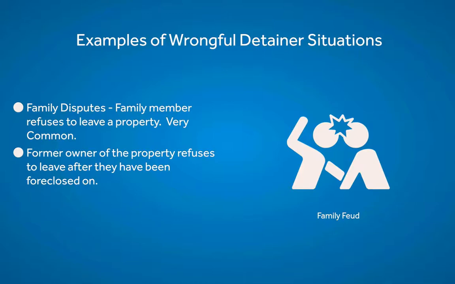Examples of wrongful detainer situations: family disputes. A family member refuses to leave a property. This is very common. Or a former owner of the property refuses to leave the property after they have been foreclosed on.